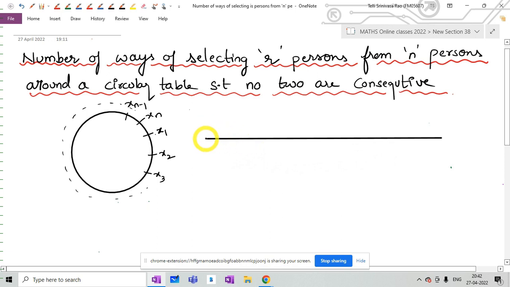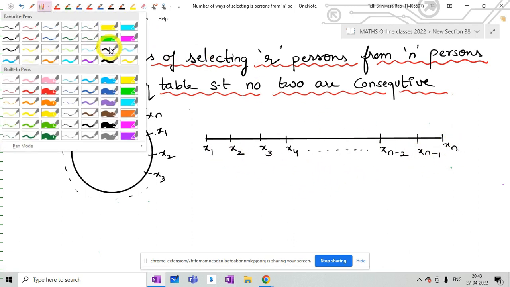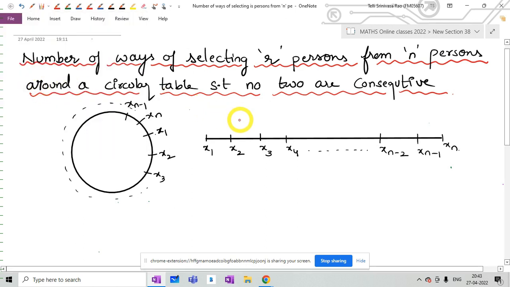Okay, so I have taken some persons here on a linear table, on a straight line, some n persons: x1, x2, x3, x4, and so on up to xn minus 2, xn minus 1, xn. So total n persons are there. Out of these n persons, I have to select some r persons.